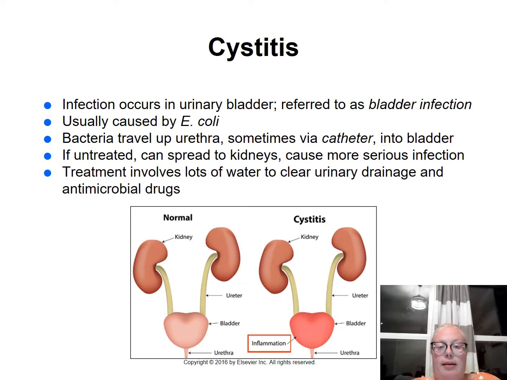If untreated, cystitis can spread to the kidneys and cause a more serious infection. As far as treatment, it's typically lots and lots and lots of water and antimicrobial drugs. Again, the type of antimicrobial drugs will depend on the culture and sensitivity.